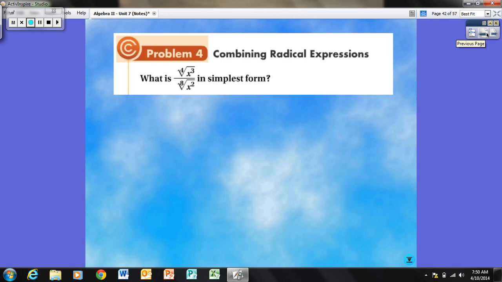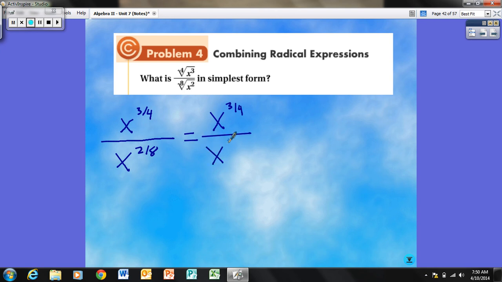Okay, so now what happens when we combine radical expressions? We want to put them in simplest form first. Right now there's really nothing we can do in this form to simplify because they have different indexes and they have different radicands. So there's nothing we can do. But if we put it in exponential form, we'll be able to do something. So if I have x to the 3/4, right, because my index is 4 and I'm raising it to the third, over x to the 2/8, and I can simplify that because 2/8 is really 1/4, so I can have x to the 3/4 over x to the 1/4.